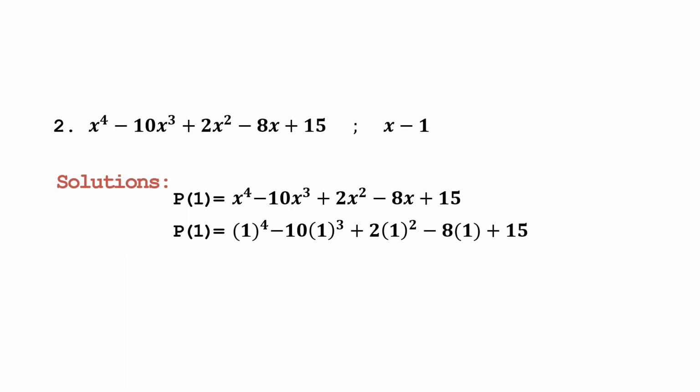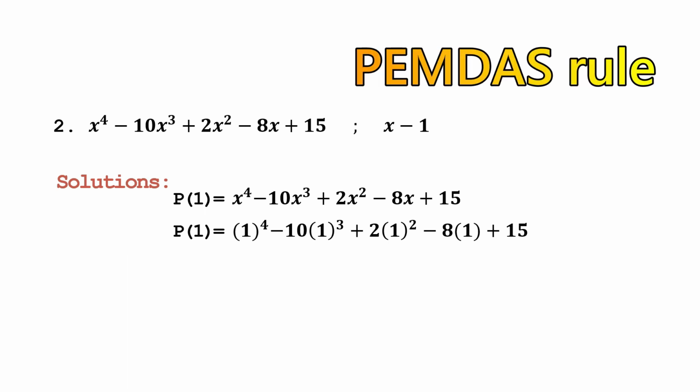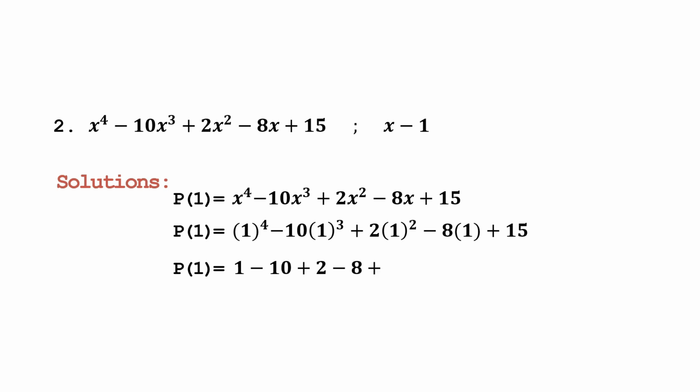And then we simplify this one by following the PEMDAS rule. Let us simplify those numbers with exponents. 1 raised to 4 is equal to 1. And then 1 raised to 3 is equal to 1 times negative 10 is equal to negative 10. 1 raised to 2 is equal to 1 times 2 is equal to positive 2. And then negative 8 times 1 is equal to negative 8. And then just copy positive 15.